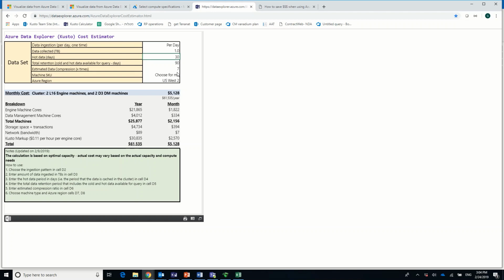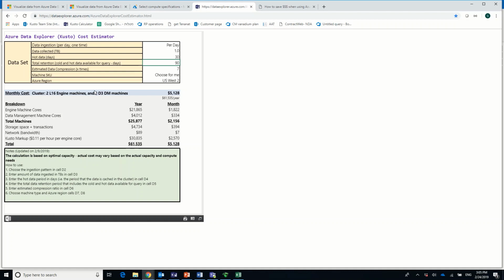Next is the hot data, which means how many days of data you would like to keep in your hot cache for super fast querying. In this case, I've selected 30 days. Total retention means for how many days of data we would like to keep in Azure Data Explorer cluster, both in the cold and hot data, to be available for querying. The difference between retention and hot data is that the data is still available for querying, but in case the data is not stored in the hot data, the performance would not be as optimal in some cases.